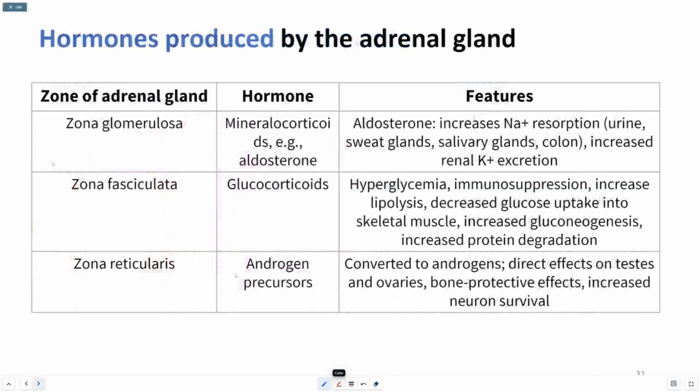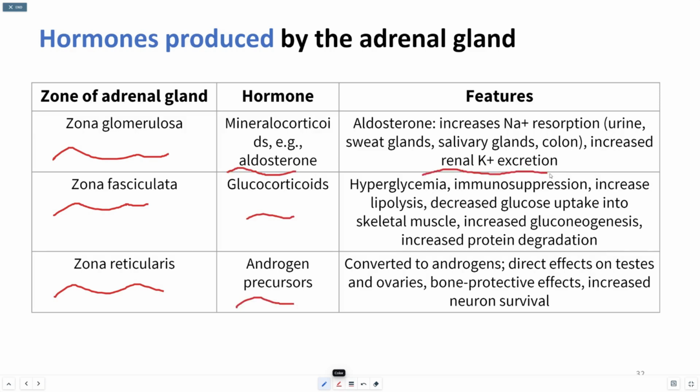These are the 3 layers: zona glomerulosa, zona fasciculata, and zona reticularis, and the key hormones that they produce, as well as the key functions of each. Aldosterone's main function is to boost sodium absorption inside the urine, sweat glands, salivary glands, and colon. This causes increased potassium secretion, but it helps you increase the water in the blood volume.